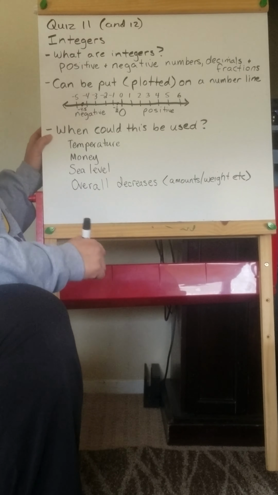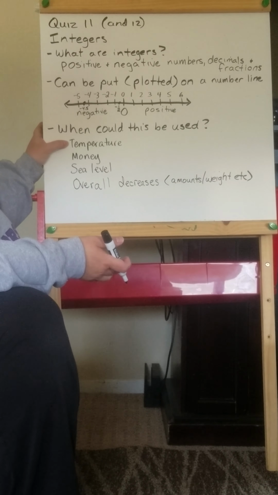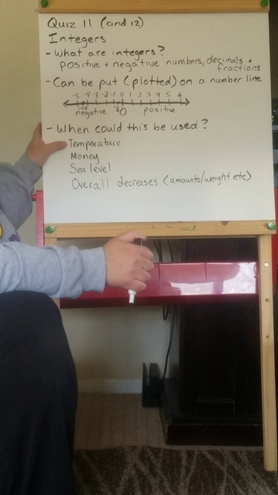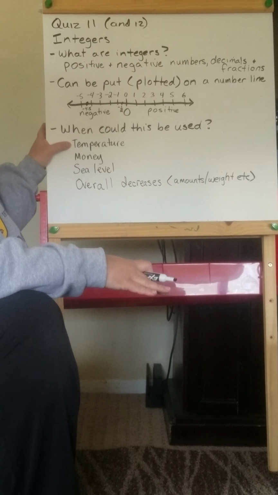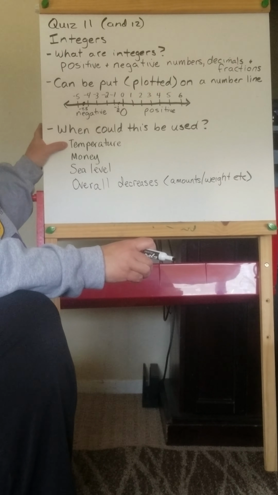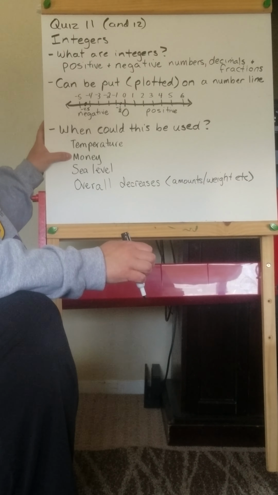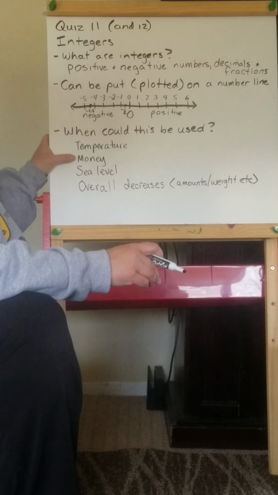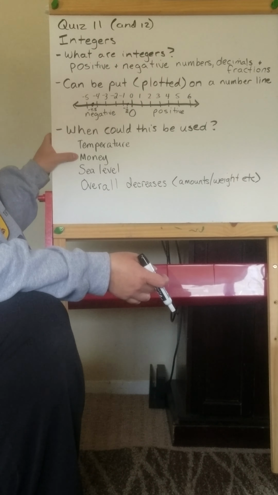Okay, so when will you use integers, positive and negative numbers? Well, different examples could be temperature. If you have a drop in temperature, you might say that it's -5 degrees from yesterday. It's lower today than it was yesterday. You also could use it for money. If you are overdrawn in your checking account, you have negative money. If you spend more than you have, you are negative whatever amount that you've spent.